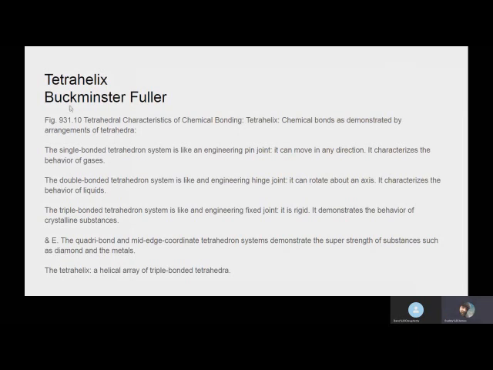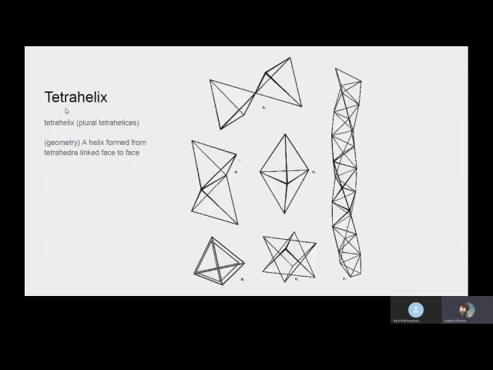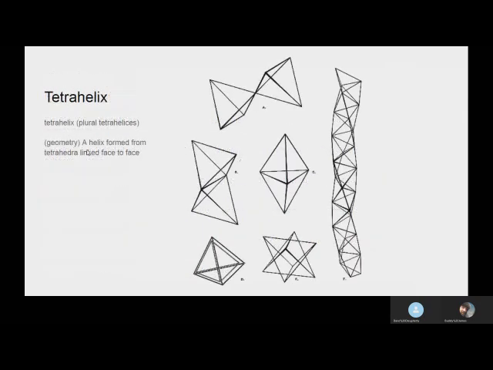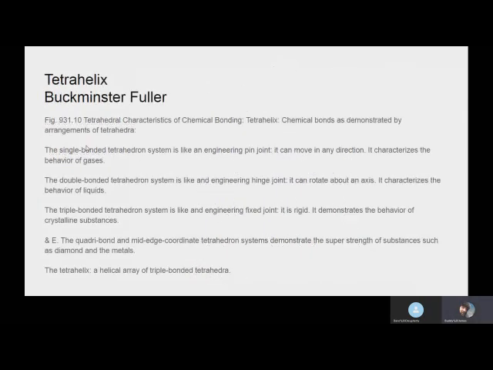Tetrahelix. So the tetrahelix comes from Buckminster Fuller. Here's the tetrahelix. I think it's originally Buckminster Fuller, but probably formed before him. So this is from Synergetics. Tetrahedral characteristics of chemical bonding. Tetrahelix, chemical bonds as demonstrated by arrangements of tetrahedra. The single-bonded tetrahedron system is like an engineering pinpoint. It can move in any direction. It characterizes the behavior of gases.